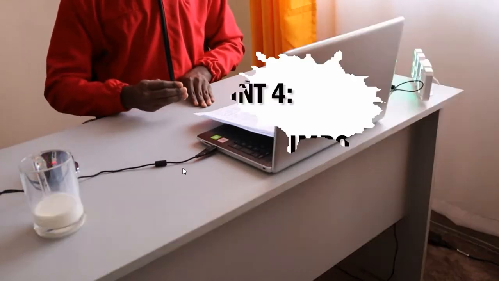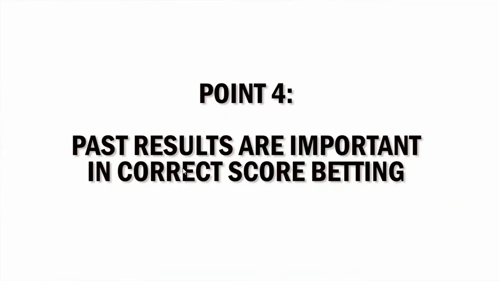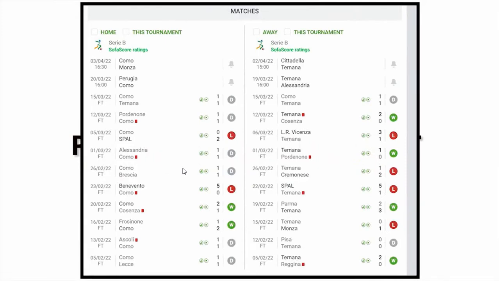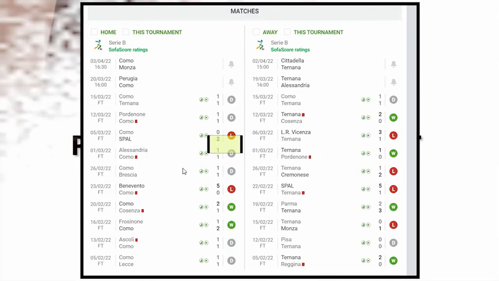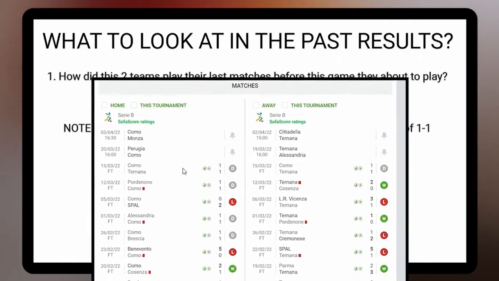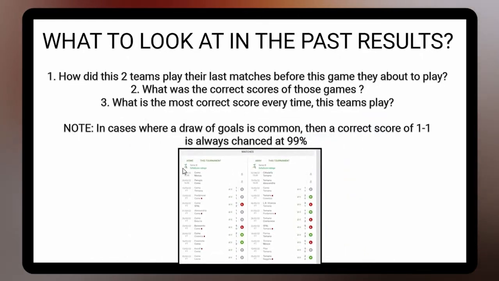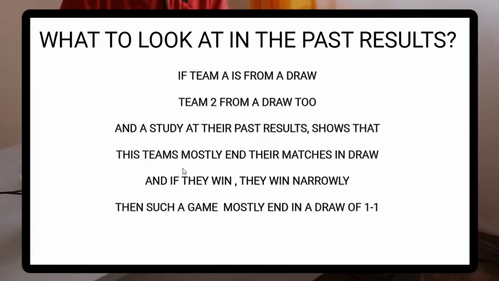Point 4 is very much important and the majority of us always ignore it. Results never lie. Past results never lie in football or in betting, I can tell you that. You need to look at the history of the teams that are playing each other. Look at their performance at home, look at their performance away, look at their performance in the tournament, and also look at their head-to-head. Which correct score is most likely to occur and which correct score has been occurring time and again, because most of these teams actually like repeating their past results when they play against each other.